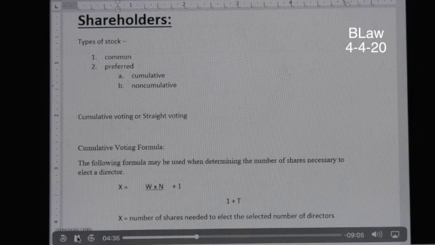Here, the general rule is that if the articles are silent on the cumulative or non-cumulative issue, the presumption is going to be that the stock is cumulative.